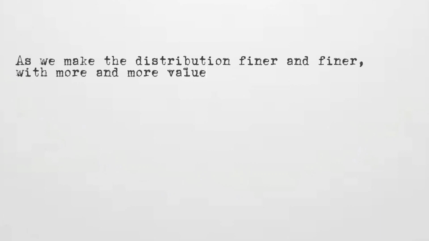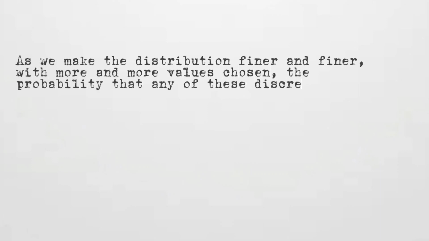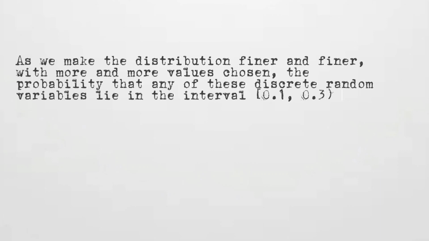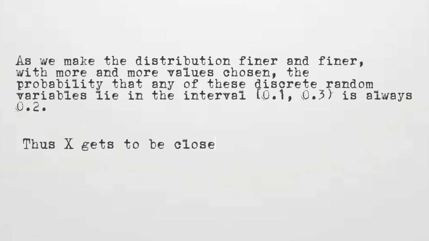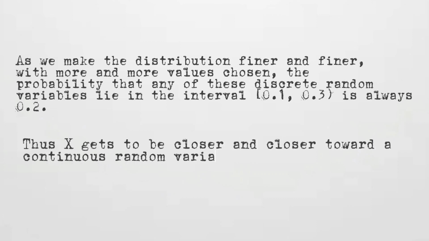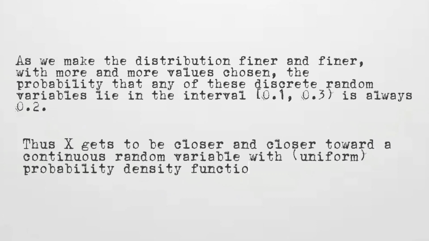As we make the distribution finer and finer with more and more values chosen, the probability that any of these discrete random variables lies in the interval (0.1, 0.3) is always 0.2. Thus, x gets closer and closer to a continuous random variable with a uniform probability density function f(x) = 1 when 0 < x < 1.